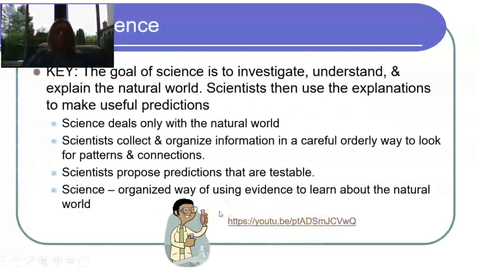So the key goal of science is to be able to investigate and understand things that we might not be familiar with. We use these explanations to be able to make predictions about things that we come upon in the future. When you're talking about science, we're only dealing with stuff in the natural world. As scientists, we collect and organize information carefully and orderly so that we can find repeating patterns with things, and also so that other people can repeat our work to find the same conclusion. That's how we double check ourselves. We propose predictions that are testable, and we organize ways of using evidence to learn about the natural world. That's what science is. It's an organized way of using evidence.